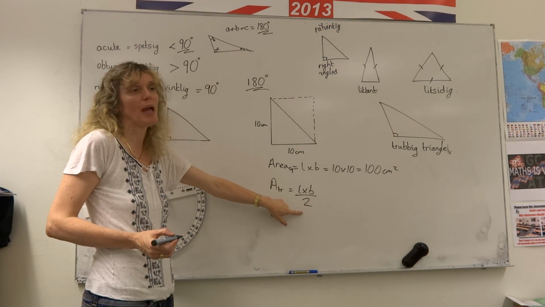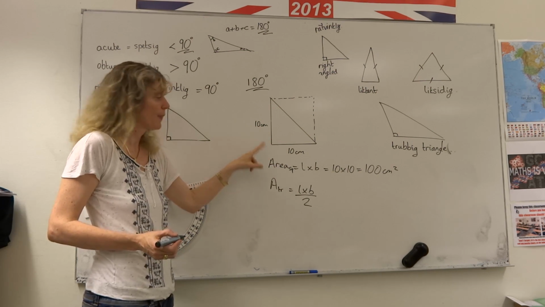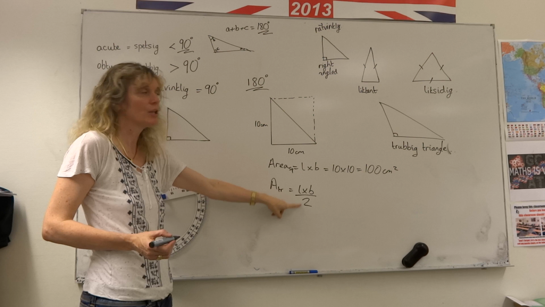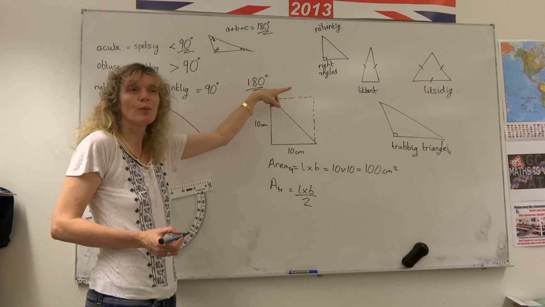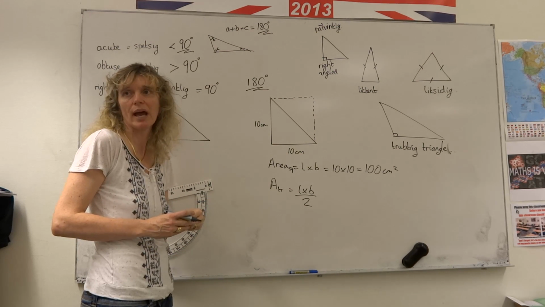I see so many papers where you remember to multiply the length times the breadth of the triangle, and then you forget to divide it by 2. But then you're working out the area of the square. So whenever we're talking about areas of triangles, it's half the area that a square would have.